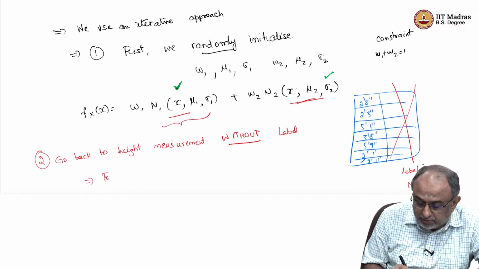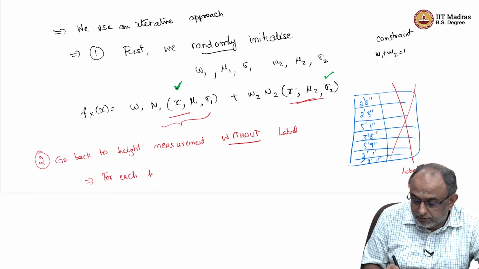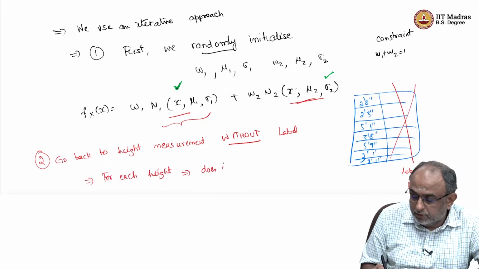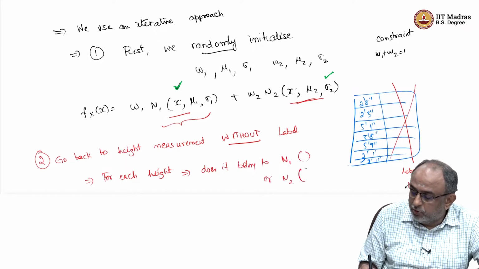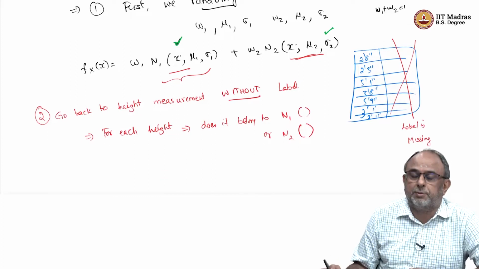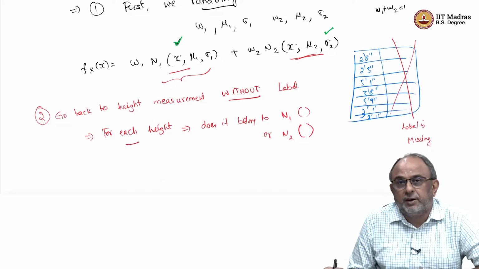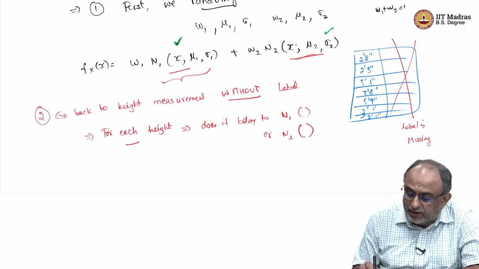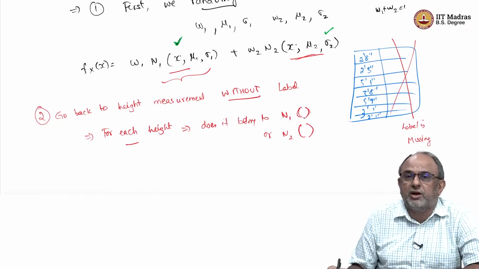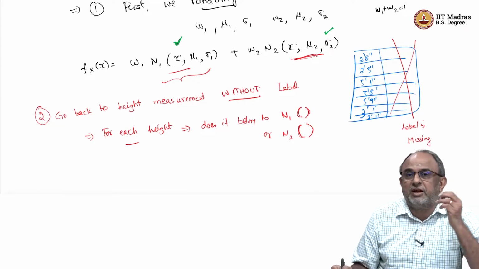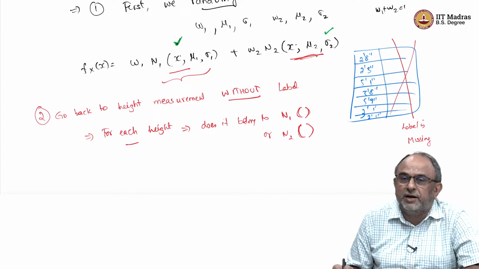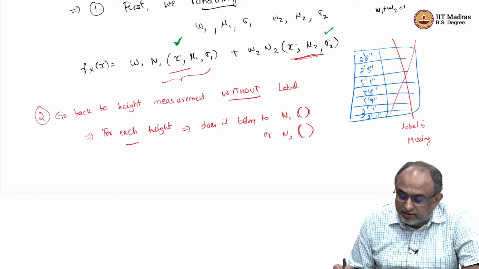So, for each height measurement, now this is like a two class problem. I am given a height, binary classification. I have some idea of the density function for N1 and some idea of the density function for N2, because all these parameters are guessed. I have guessed it and put it there. So now it is completely described, and does it belong to N1?